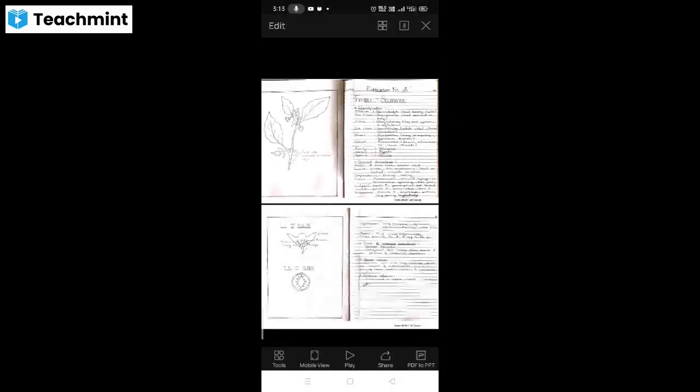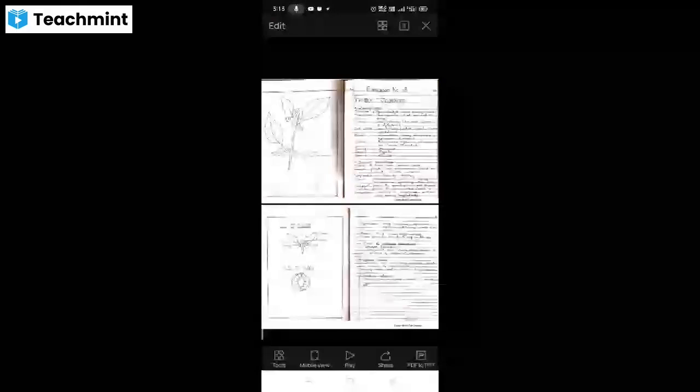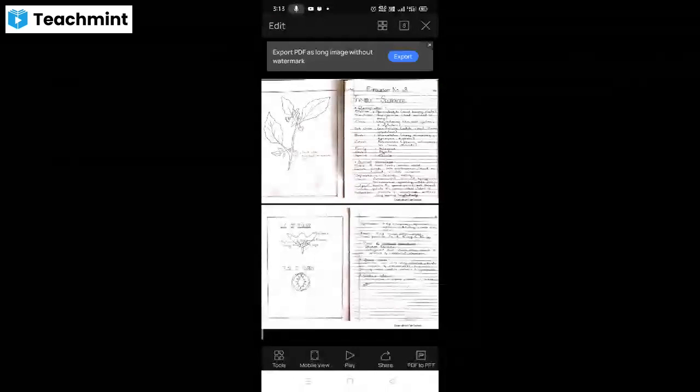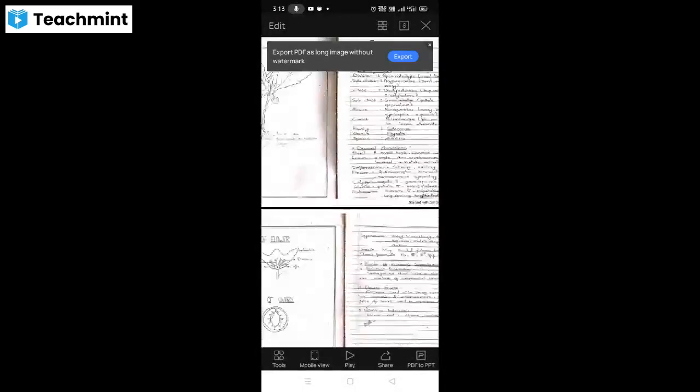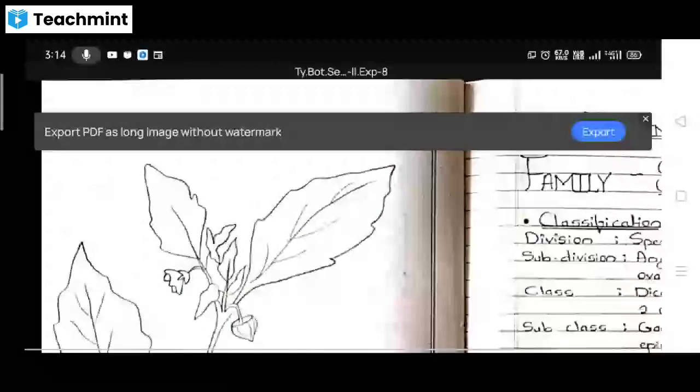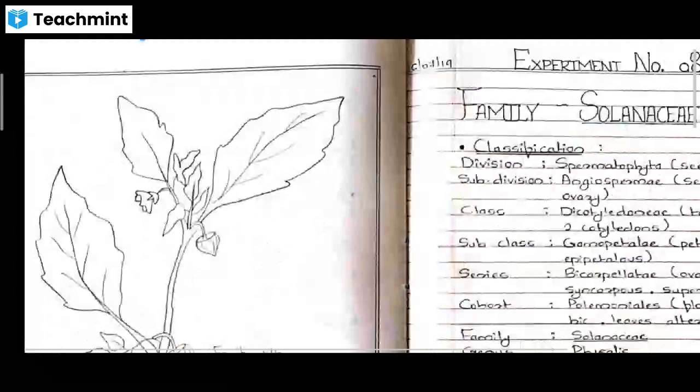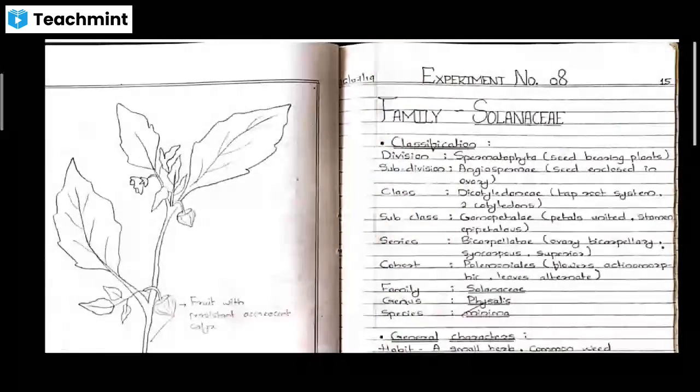Then the next family is Solanaceae. It also comes under the dicotyledons. In Solanaceae, we have discussed here the example of Physalis minima. So in the Solanaceae, first of all, the classification.